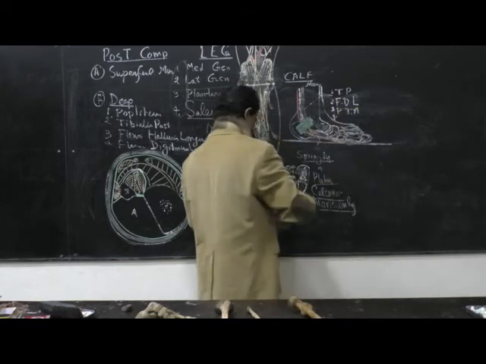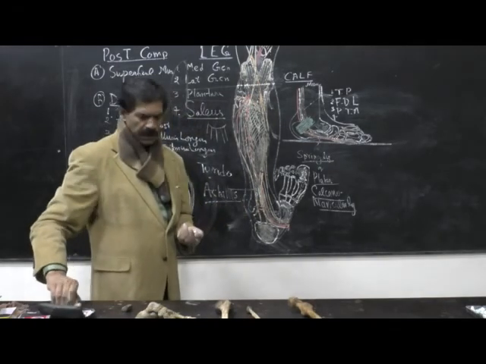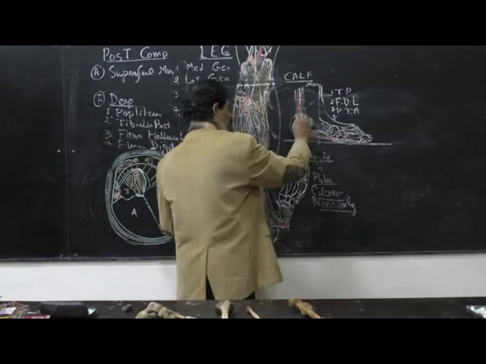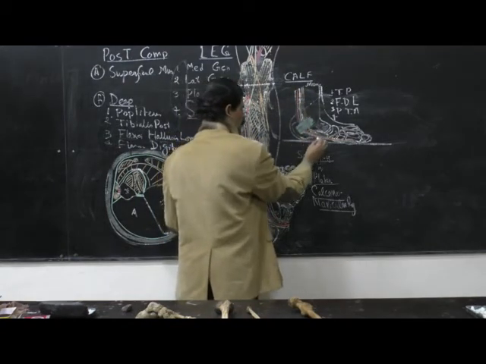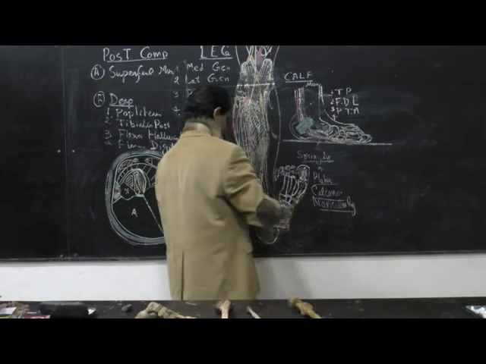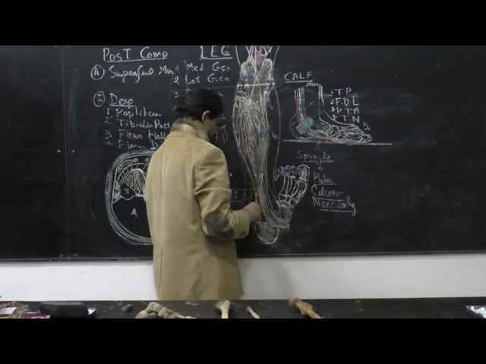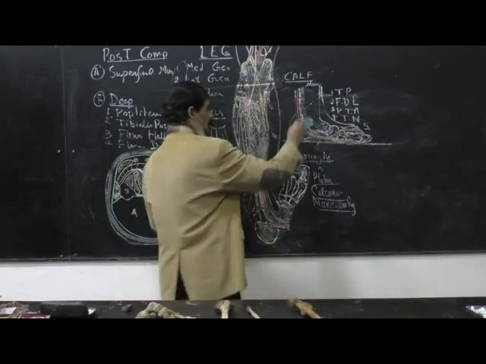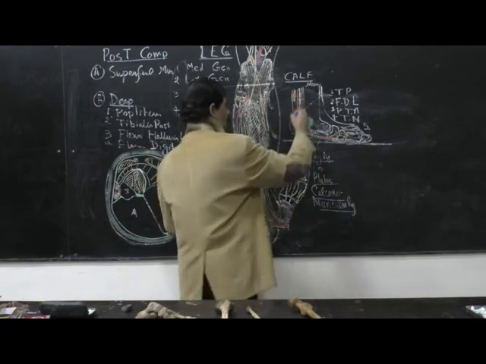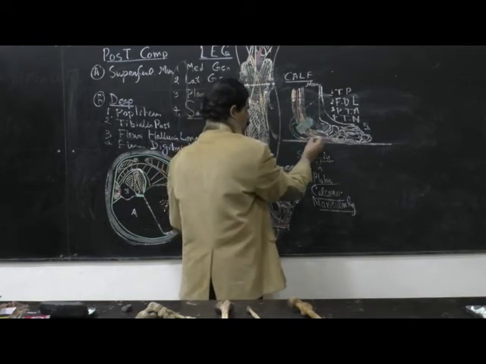And the fourth structure which passes from the posterior compartment into the sole is the tibial nerve. The tibial nerve passes below. And the last structure which enters from the posterior compartment of the leg is the only muscle tendon left, that is the flexor hallucis longus. The last to enter.